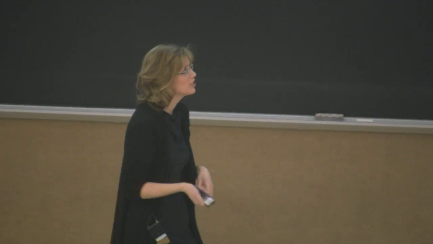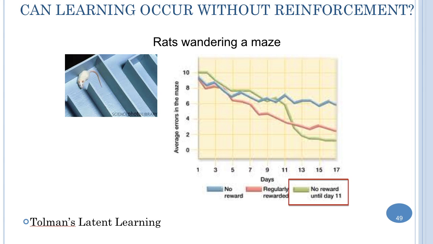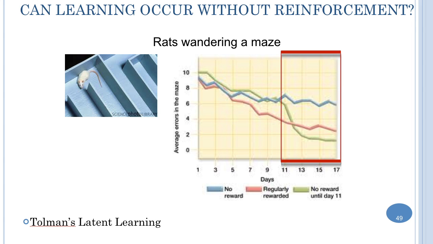The interesting part here is the third group, the no reward until day 11 group. This group of rats got plunked down in the maze. They were just like the first group who got no reward. However, after day 10, they got a reward. So after that, they were rewarded, and you can see what happens. They catch up to the group that was regularly rewarded pretty quickly. If you look between day 11 and 12, they're catching up and getting even better.